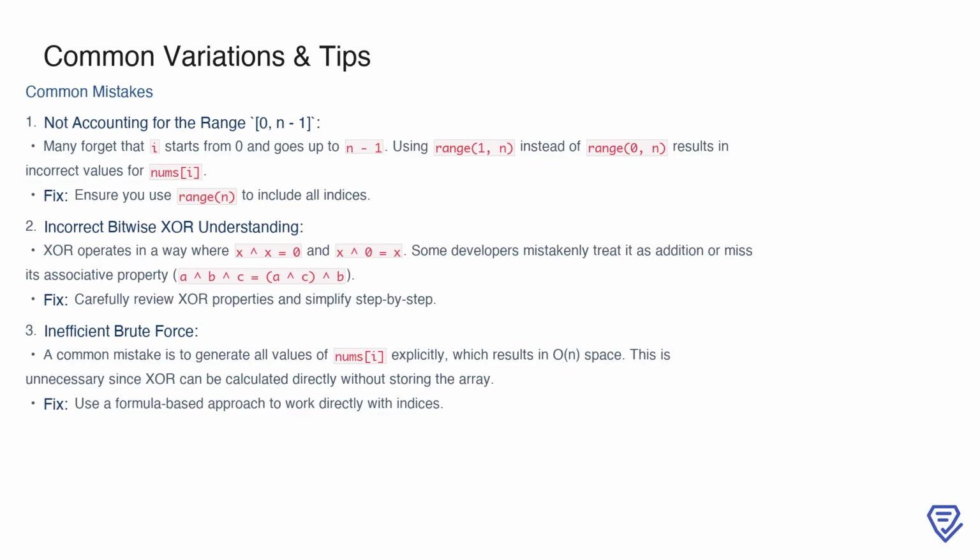Finally, a common inefficiency is generating the entire array explicitly, which takes O(n) space. This is unnecessary because you can calculate the XOR directly without storing the array. The key here is to adopt a formula-based approach that works directly with indices.